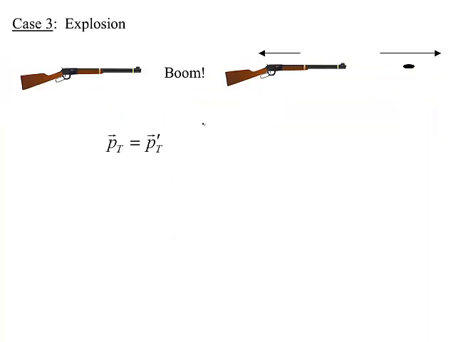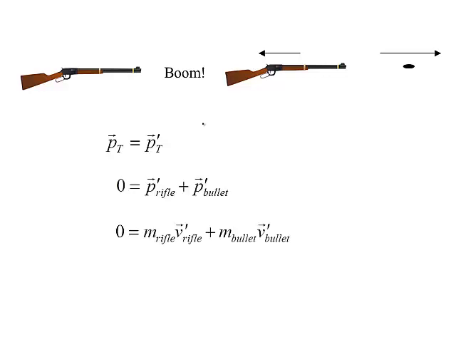Last case, explosion. Once again, we always start off with the same statement of the law of conservation of momentum in an isolated system. The total initial momentum is equal to total final momentum. At the beginning, everything's at rest. The rifle's at rest, and the bullet's at rest. So the total momentum before the explosion is 0. Well, after the explosion, the total momentum will also have to be 0. So the momentum of the rifle has to be equal and opposite to the momentum of the bullet.